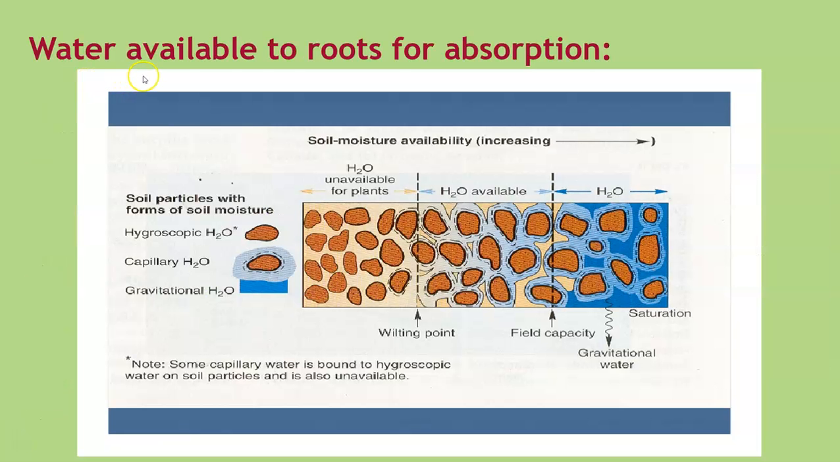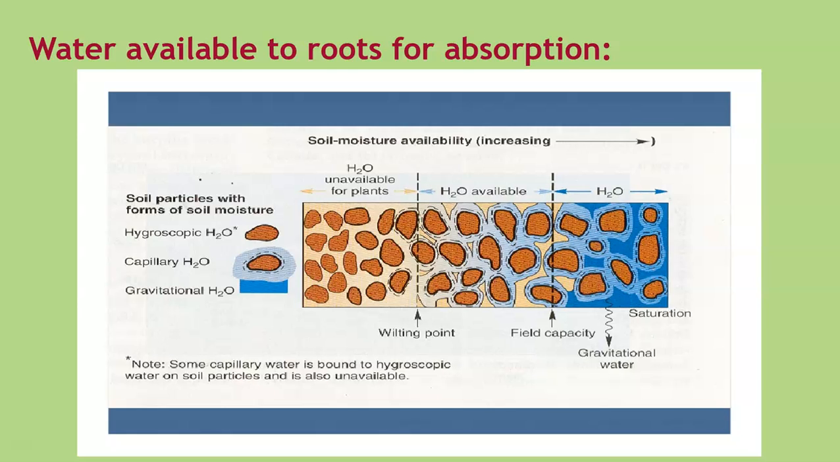Students, now let us try and understand the water that is available to roots for absorption. Here I will explain to you the water that is available with the help of this diagram. Now plants absorb water from the rhizosphere. Now this is the region which is basically the microenvironment surrounding the roots. Water present in the soil occurs as gravitational or free water, hygroscopic water, combined water, and capillary water.